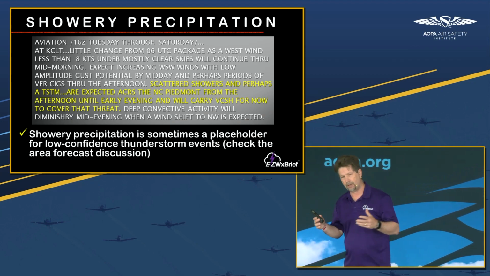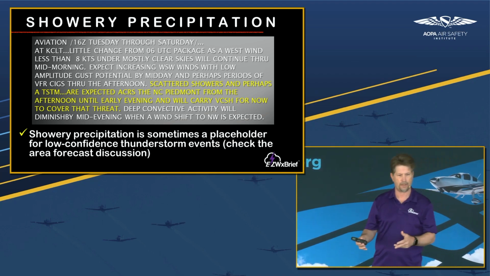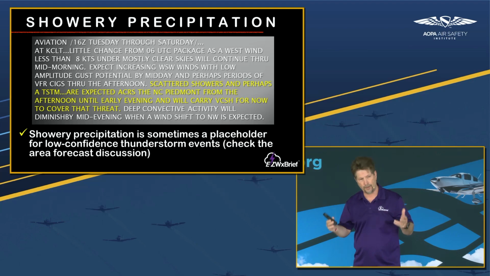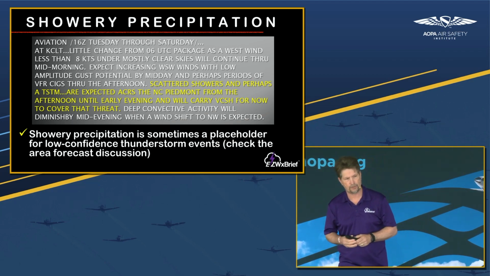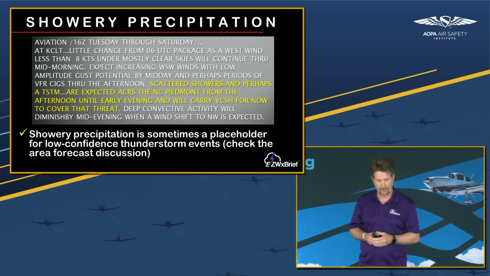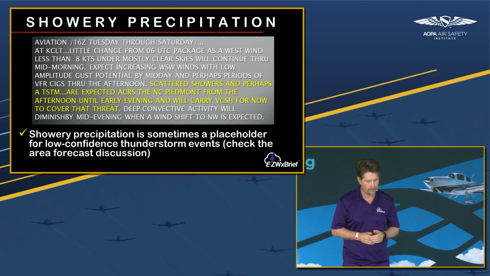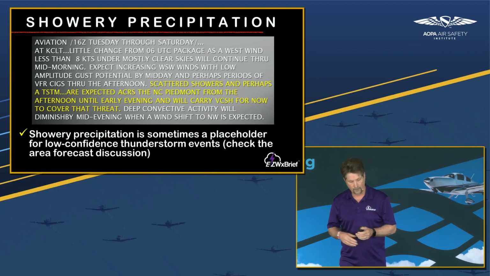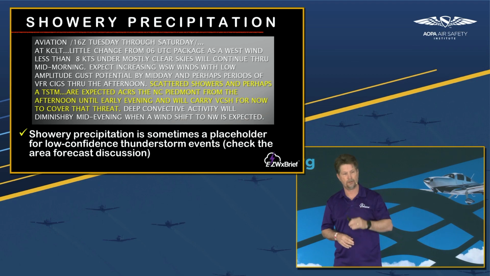So when forecasters don't have a lot of confidence about thunderstorms, and the other aspect is that the National Weather Service is kind of pressured by the airlines not to put thunderstorms in the forecast if they don't think that's going to happen. So they'll put in things like showers in the vicinity or rain showers. And so I recommend folks read the forecast discussions, because they're written by the same forecasters that issue the TAFs. And as you'll see in this case, scattered showers and perhaps a thunderstorm are expected across the North Carolina Piedmont from the afternoon until early evening, and we'll carry VCSH for now to cover that threat.